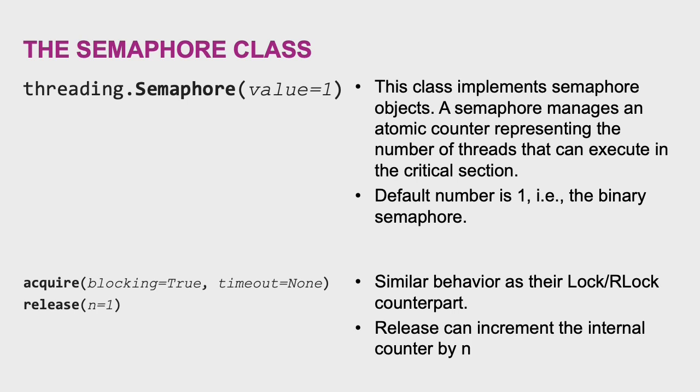And another important thing is that you can use a slight variation in release, so that you can increment the internal counter by a number defined by the programmer. So you can release more than one spot in the semaphore. That's something very simple. It's really a minor variation to what we have seen so far.